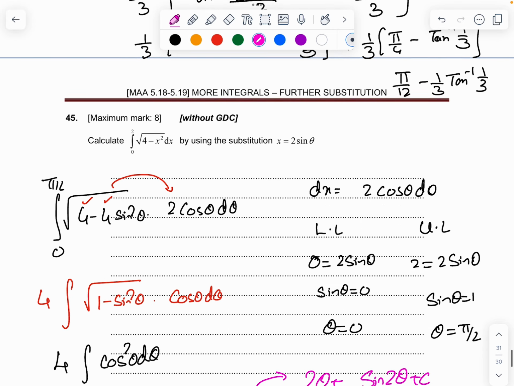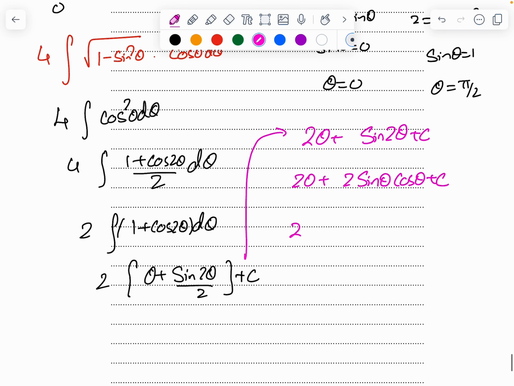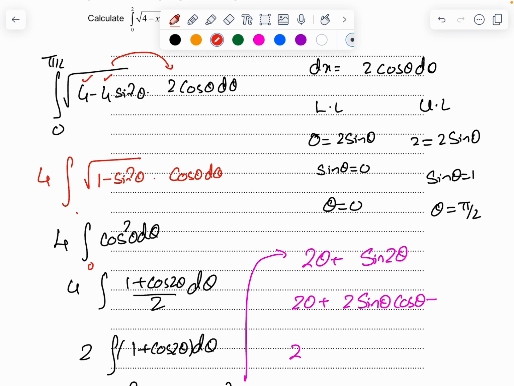Plus c is not required because these are all definite integrals, so I will not be writing plus c; rather, I will be substituting the limits. What are the limits? 0 to pi by 2. That is the easiest way.